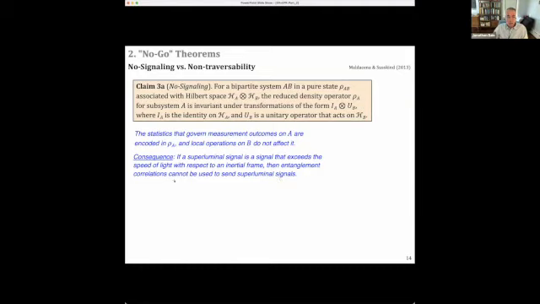So a consequence then is, if a superluminal signal is a signal that exceeds the speed of light with respect to an inertial frame, then entanglement correlations cannot be used to send superluminal signals. Just by performing measurements on our subsystem A, we can't determine if somebody has performed a measurement on subsystem B over there. So that's no signaling in the context of entanglement.